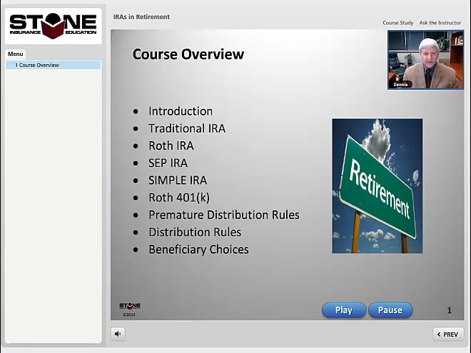Obviously, what we're trying to do here is fulfill the wishes of the contract owner. There's not one size fits all. It's what they want. That's what we're trying to help them do.